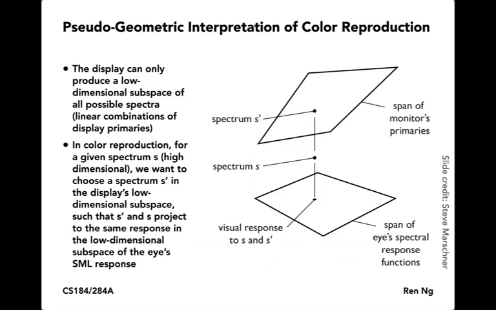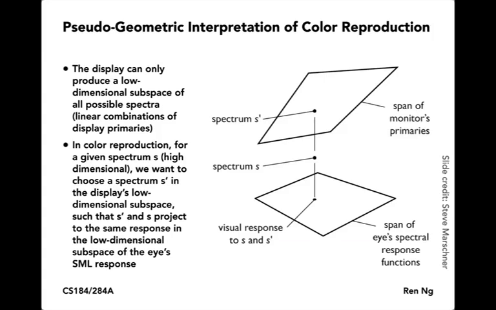Following or continuing this pseudo-geometric interpretation, when we do color reproduction, the display is also a low-dimensional subspace. It can only produce a low-dimensional subspace of all the possible metamers, because it's only the possible spectra that are linear combinations of the display primary lights, right? The red, green, and blue pixels. So it's also a low-dimensional subspace.